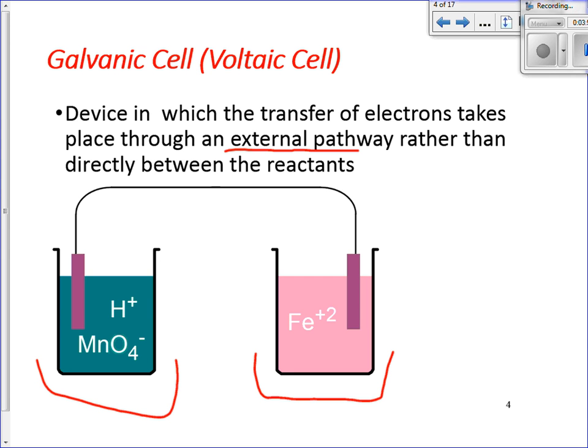In a moment, we're going to label the diagram on your paper and go over the aspects of setting up a galvanic or voltaic cell.